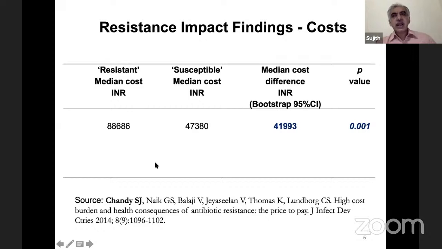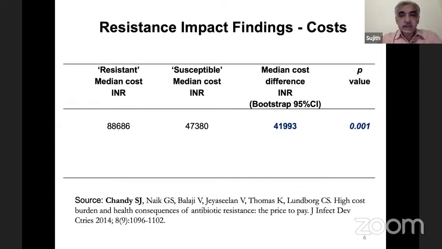a few years back. This study compared people with septicemia, those resistant to the empiric antibiotic versus susceptible to the empiric antibiotic. And I showed that there was a median cost difference, using the bootstrap strategy, of around 42,000 rupees between both the groups for one patient. This is highly significant, of course. And if you calculate what 42,000 means, you might think it doesn't mean that much. But for that point of time, in that particular year, the average daily laborer's wage as per the government was 95 rupees.